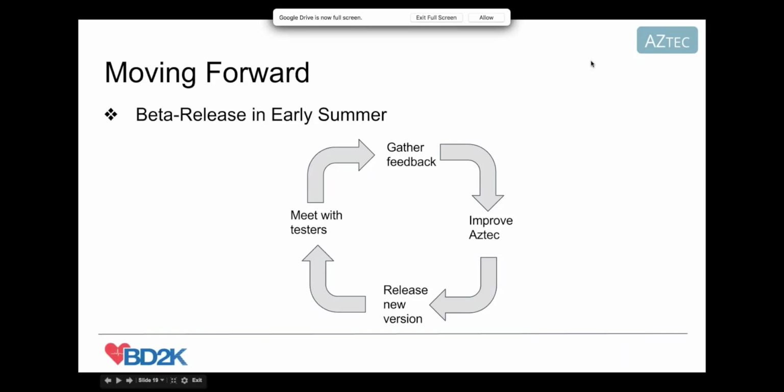Moving forward, we're hoping for a beta release in the early summer to invite users outside of our lab and center to test Aztec and give us feedback. So we'll be incorporating an iterative cycle in which we'll have regular communication with our testers, gather their feedback through surveys and tracking user interactions through Google Analytics. And then we'll make the necessary changes on Aztec and release a new version to see how our testers respond to the new changes.